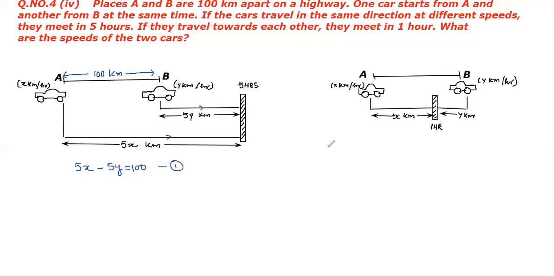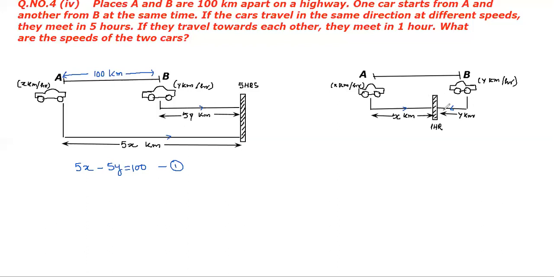Let's understand the second equation. In the second equation, the cars are moving in opposite directions. Car A starts moving in this direction, whereas car B is moving in this direction. Car A is moving towards the right, therefore car B will move towards the left, as they are moving in opposite directions. And then they meet after 1 hour.